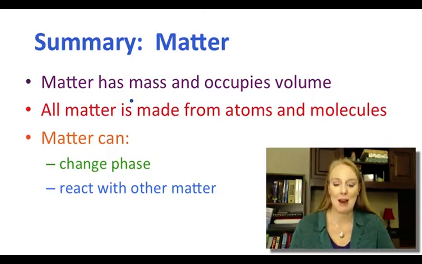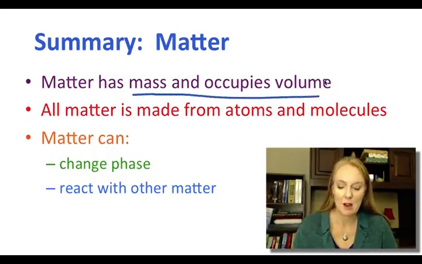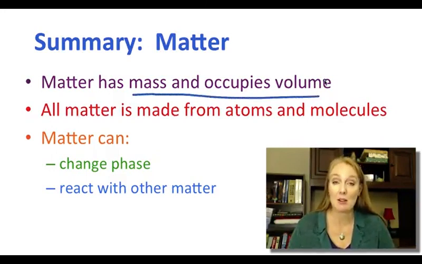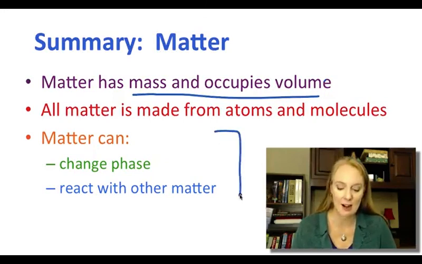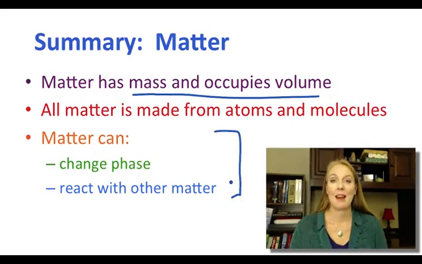Remember, matter has mass and occupies volume. All matter is made from atoms and molecules. Everything that you eat and drink, all of your clothes and furniture, all of that is composed of matter. That means all of those substances are actually made of chemicals. Whenever you eat food, you're eating chemicals. Matter can change phase and it can react with other matter. In the next video, I'll be showing you chemical demonstrations of phase changes and of matter undergoing reactions. So please tune in and watch that video soon.